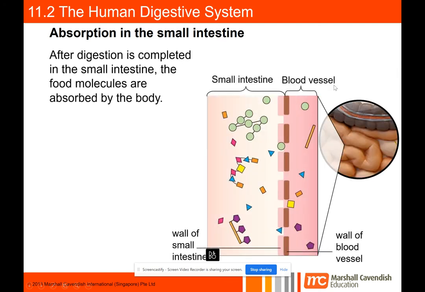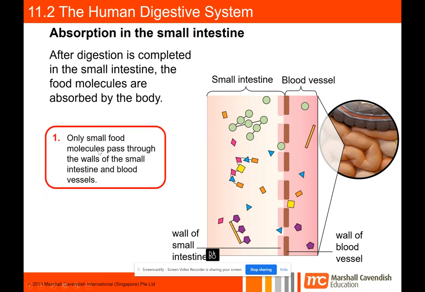And then what happens? Okay, I want to show you this diagram. This is the small intestine, the lumen. It's a tube, the lumen. All the digested products, some of them haven't been digested yet. It's surrounded by blood vessels. You cannot see it over here, but the small intestine is really intertwined with the blood vessels, the capillaries. So the digested products, can you see the small triangle, the small circle here, will be passed into the blood vessel here, because the wall of the blood vessel is also a partially permeable membrane. So you see, only small food molecules pass through the walls of the small intestine and blood vessel.